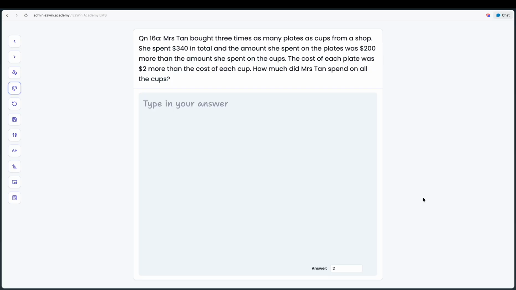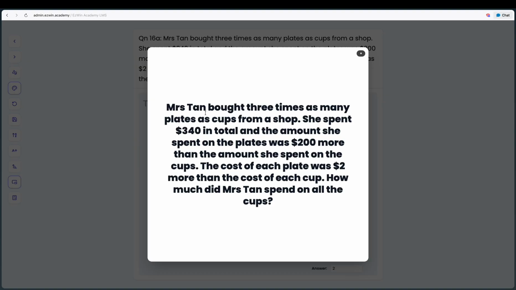Let's move to the next question. Question 16a. Mrs. Tan bought 3 times as many plates as cups from a shop. She spent $340 in total, and the amount she spent on the plates was $200 more than the amount she spent on the cups. The cost of each plate was $2 more than the cost of each cup. How much did Mrs. Tan spend on all the cups?